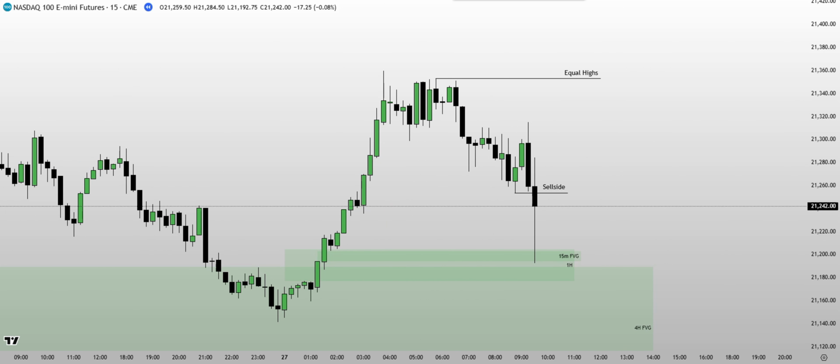Price is clearly in a discount of this dealing range right here. This is the discount below the 0.5 level. So we would find a setup ideally at this point, targeting those equal highs. That is in line with the 4-hour, 1 hour, daily, and 15-minute to this point.